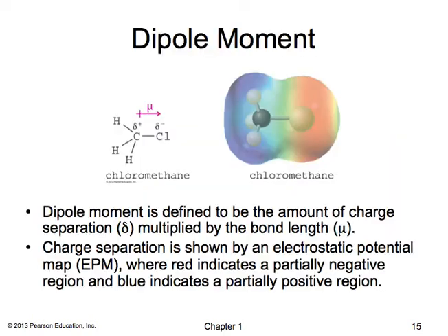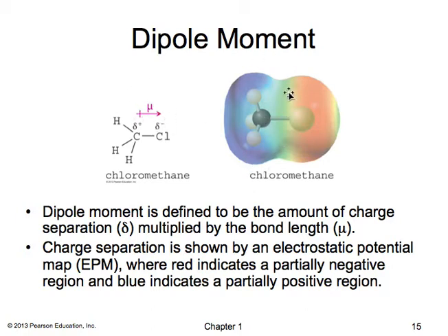Now, dipole moment is also reflected in some molecules. Dipole moment is defined to be the amount of charge separation, or delta, multiplied by the bond length, shown here as mu. So in dichloromethane, you have a partial negative charge due to the electronegativity of the chlorine, and partial positive charge on the carbon. This allows for separation in which you have a dipole moment going toward the negative, shown by this mu.